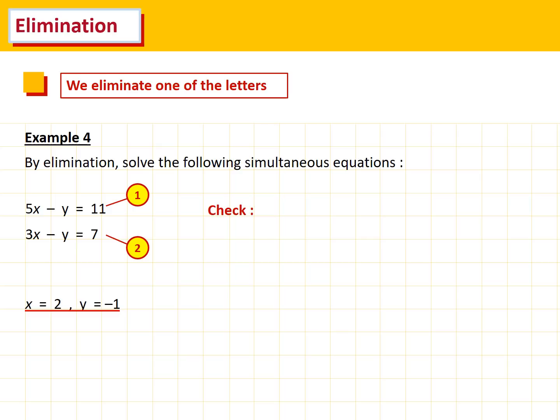As ever, we check. X is 2, y is negative 1. Substitute it into equation 1. 5x becomes 5 lots of 2. Subtract y means I'm subtracting negative 1. That gives me 10 plus 1. That equals 11. And in equation 2, 3x becomes 3 lots of 2. Subtract negative 1. Subtract negative 1 is adding 1. That makes 7.